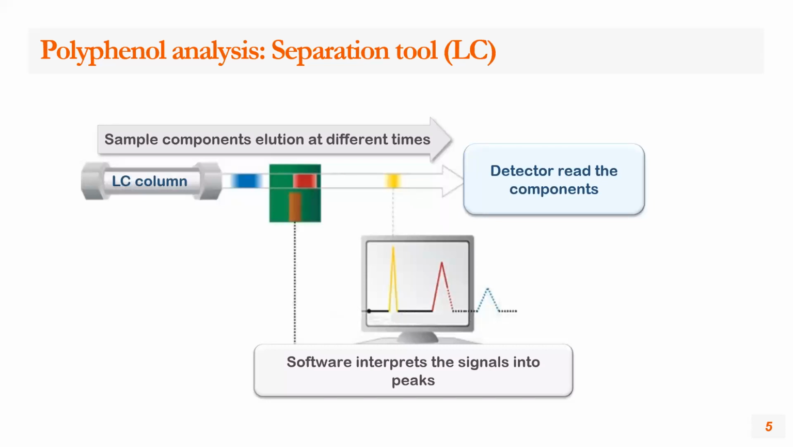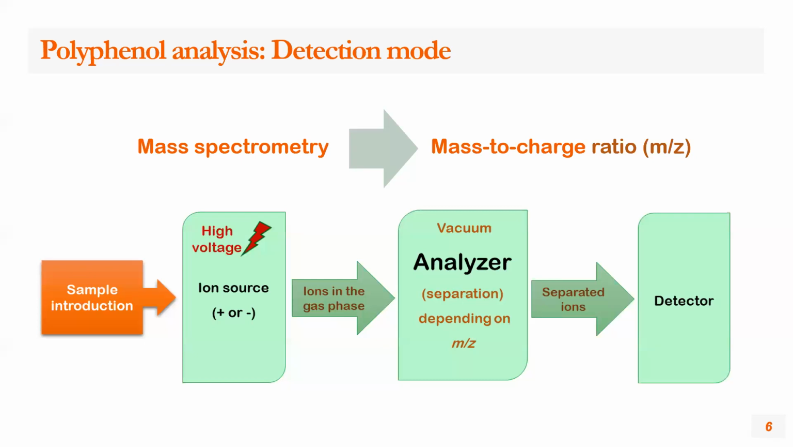Then each compound coming from the column will go to a detector to read. And then software interprets the signals that the detector reads into peaks, so we can have some data or figures to interpret and to know the quantities or the identity of a certain compound that we're interested in. So we talked about the separation tool. Let's go to the detection.